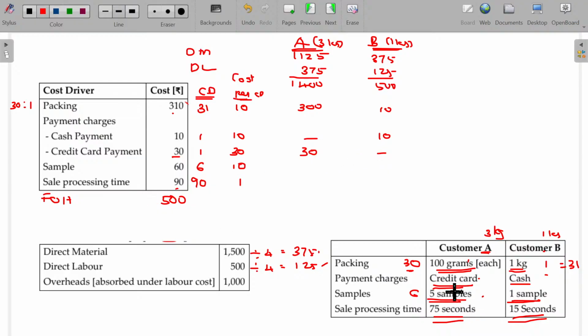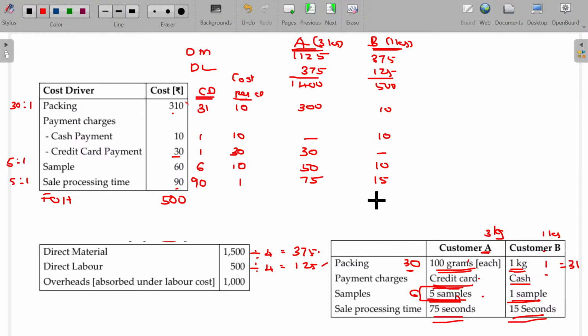And sample, A has taken 5 samples and B has taken only 1 sample. Per sample cost is 10 into 5, 50 rupees here, and 1 into 10, 10 rupees. And sale processing 75 seconds and 15 seconds, or 5:1 is the ratio. So here 75 rupees, here 15 rupees.